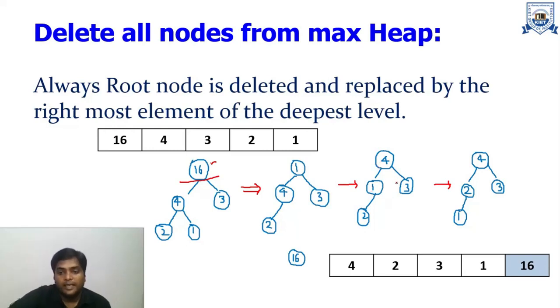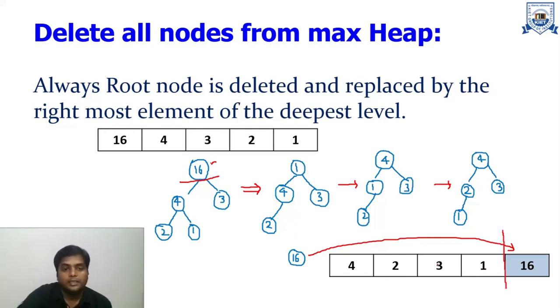Now again it will not satisfy the heap property because 1 is less than 2. So now we swap these two elements. Finally we get 4, 2, 3, and the next one is 1. And 16 has been deleted. One element is deleted, so one space is vacant over here. In this space we put the deleted element, 16. This node is not part of the max heap right now. Right now the max heap contains these 4 elements.